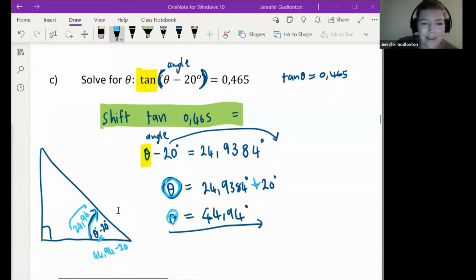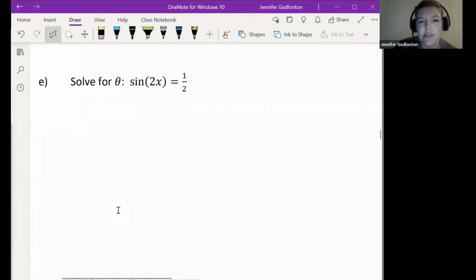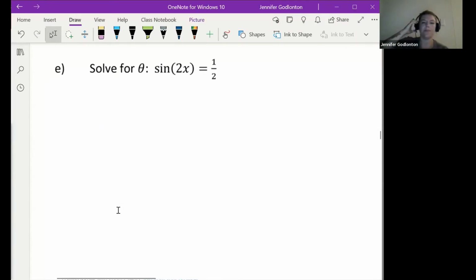I'm actually going to miss that one just because it's a little bit different and I want us to focus on things like this for the moment. Same idea, exactly same idea, except now I'm just not plussing or minusing. And now I've just got sine 2x is equal to a half.